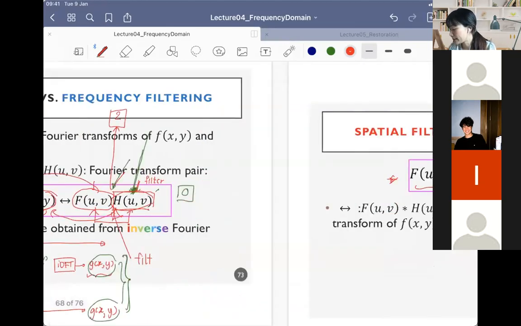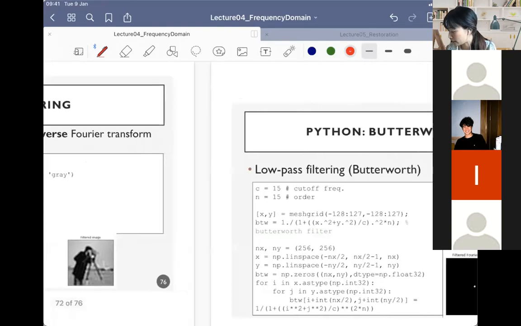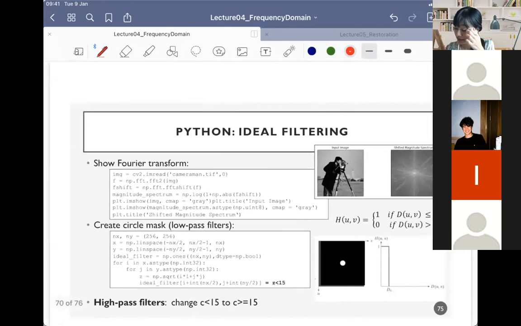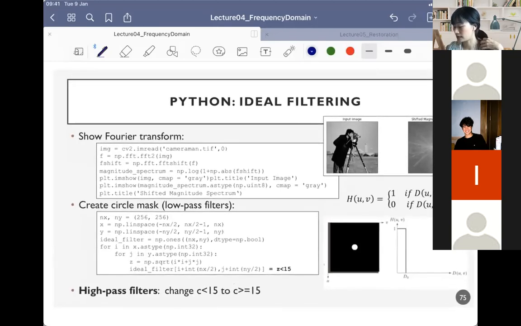Okay, to make you see more clearly, I'll show some demo. Before I show the demo, I think it's quite clear in here. The first part will be the ideal filtering. So I'll just summarize the program, or this line of code, for you.